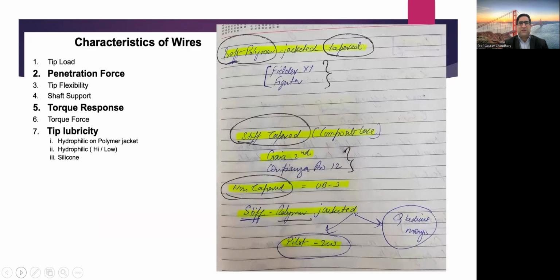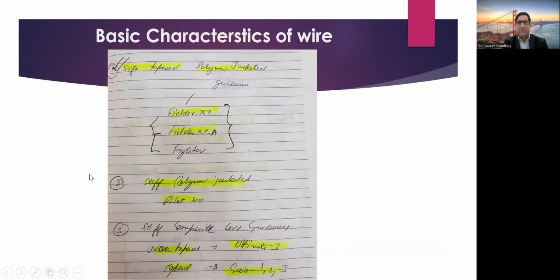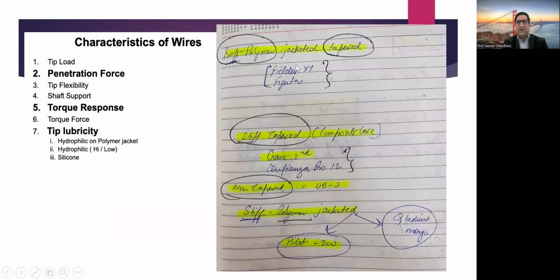So, the characteristics of wire that should be in our mind while dealing with this: a soft polymer jacketed wire, that is Fielder XT wire or Fighter wire; a stiff tapered wire that has a composite core, the Shinto core being the Gaia 2 wire, Confianza Pro; a non-tapered wire, that is Ultimate Bros 3; and there are some stiff polymer jacketed wires, although they do not have the tapered tip. So it is differentiated from the Fielder XT series in that their tip is not tapered, used when the vessel course is ambiguous, where we can use the Gladius MG or Gladius Mongo or the Pilot 200.